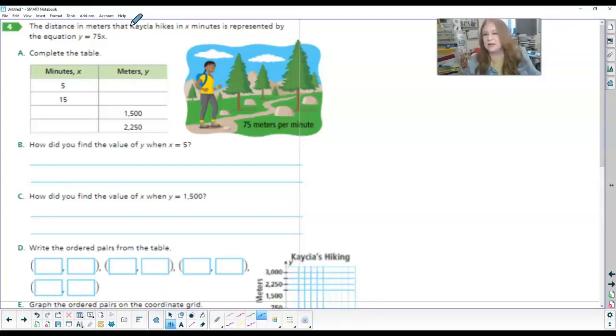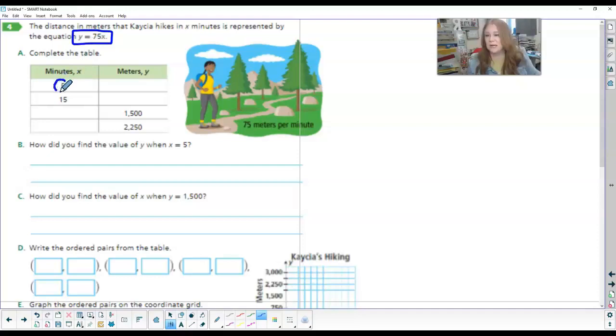The distance in meters that Keisha hikes in X minutes is represented by this equation. So X is our minutes, Y is our meters. Every time she does this, this happens. Every time she does this, this happens. And we can use this equation to give ourselves a set of repeated numbers here. So every time she goes this many minutes, she makes 75. That will give us our meters here.